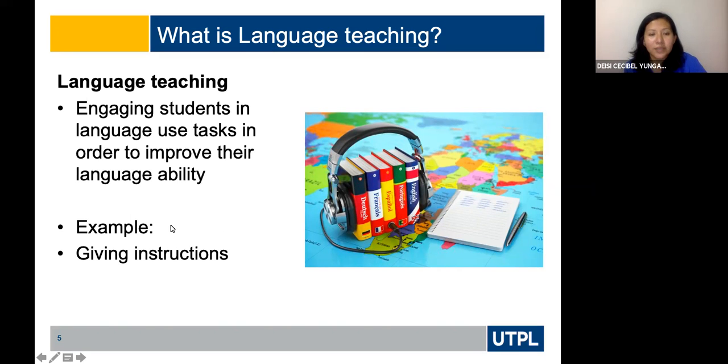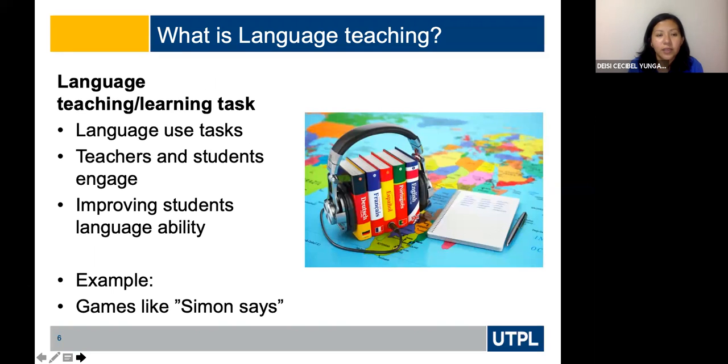Also, what is language teaching? Language teaching engages the students in language use tasks in order to improve their language ability. For example, giving instructions. So when one has to give instructions, one is pushed actually to use the language, and it is one of the tasks that we can use in order for the students to improve their abilities.